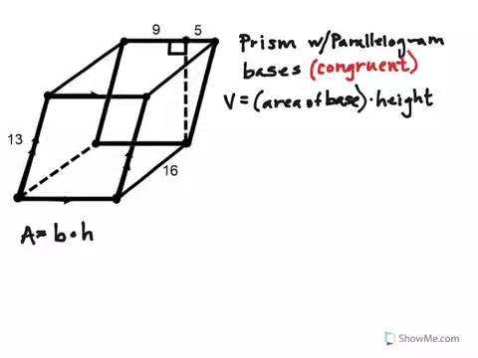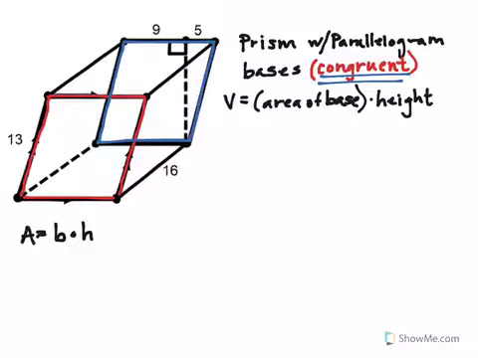In this video, we're going to solve for the volume and for the surface area of a prism with parallelogram bases. So we see the bases here. This is one parallelogram here. And then on the back side, we have the other parallelogram. And these are going to be congruent geometric figures. Our bases are congruent, and that's important in helping us solve here.